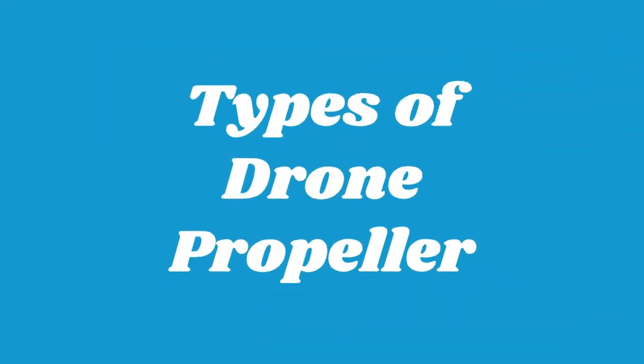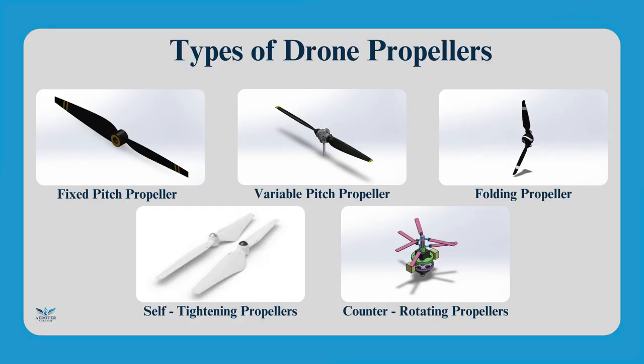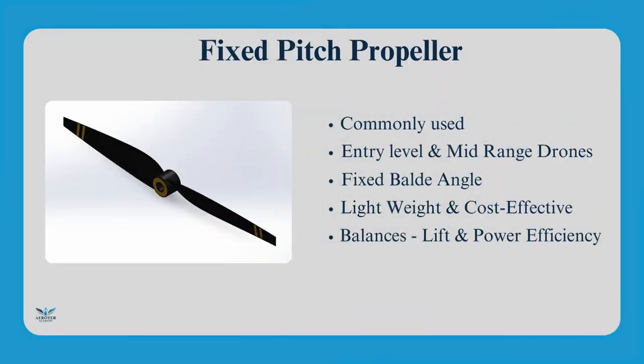Types of drone propellers. Now let's talk about the different types of drone propellers. Fixed pitch propellers: the most common type used in entry-level and mid-range drones. These propellers have a fixed blade angle that cannot be adjusted during flight. They are typically lightweight, cost-effective, and provide a balance between lift and power efficiency.